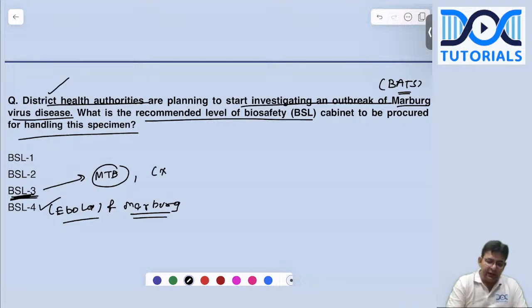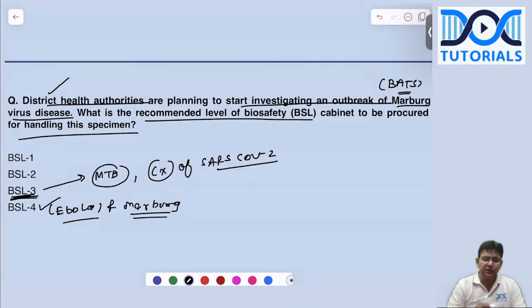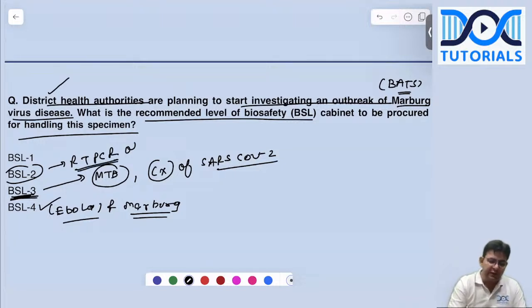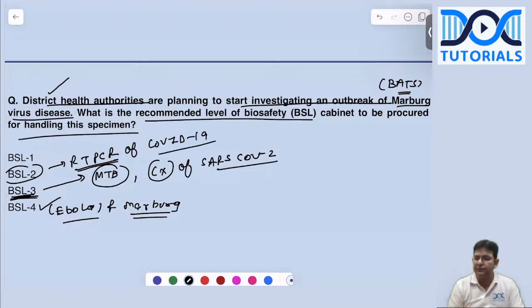And the culture of SARS-CoV-2, which is the virus which causes COVID-19, is also done in BSL3. So vaccine preparation is there in this. Is it fine? BSL2. In this, the RT-PCR of COVID-19, SARS-CoV-2 is done. That is also being asked: the RT-PCR of the COVID-19 virus is done in which biosafety level? The answer is BSL-2. Okay.